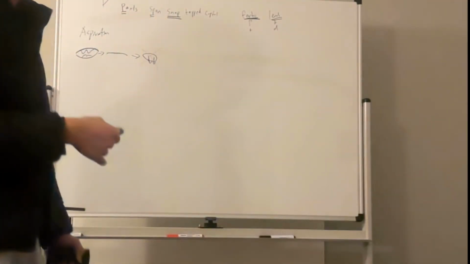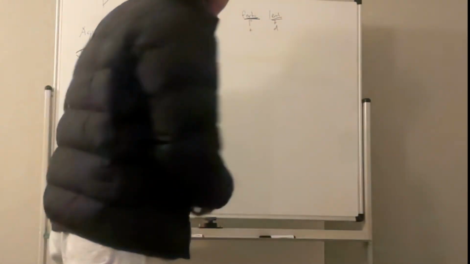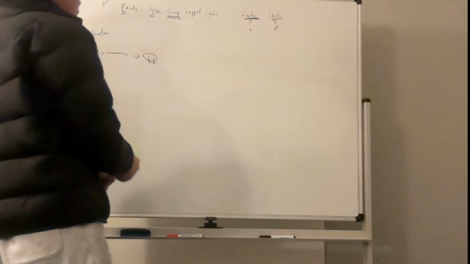As with all stops in English, there is something called a masked release, and this applies to both fortis and lenis stops. There's something called a masked release.